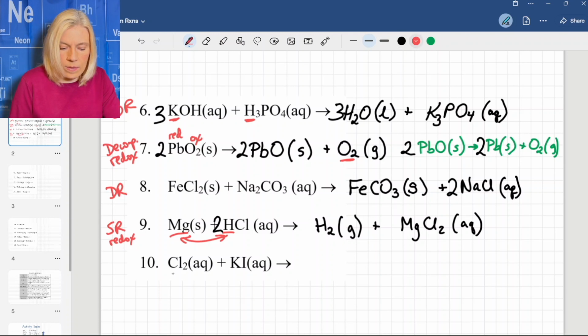Let's keep going. Okay. We have chlorine here. Well, it might switch places with iodine. Let's think about this. Our halogen, single replacement reaction, redox for halogens. Let's think.